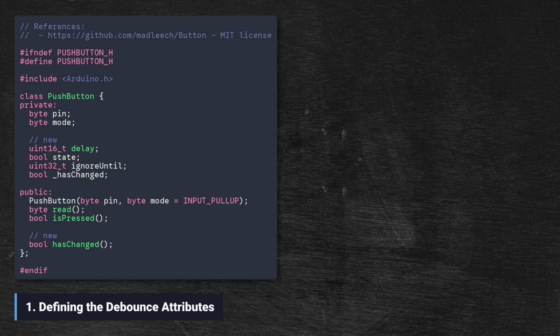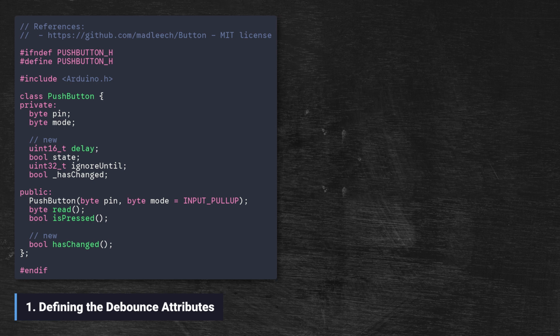About the state, this stores the last stable logic state of the button. Purpose: it serves as a reference to compare against the instantaneous value from digitalRead. If the current reading differs from state, it means a potential change has occurred.